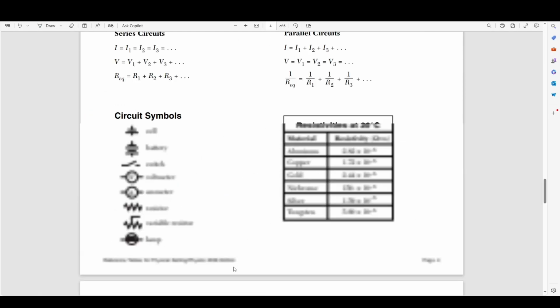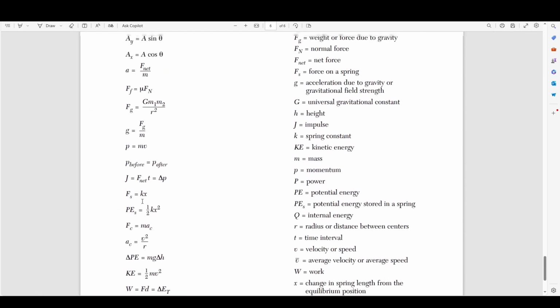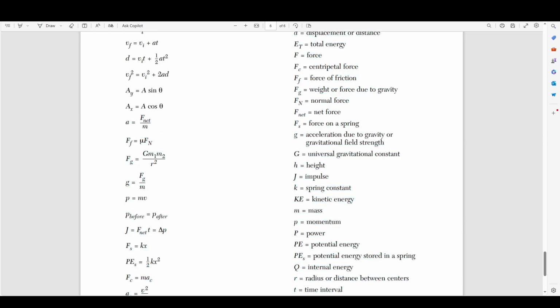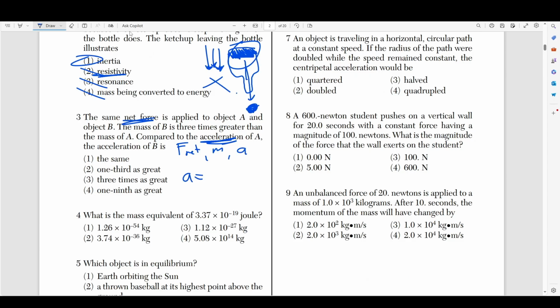So let's look at our reference table and see if we can find a formula that has those terms. Here, we found it. Acceleration is equal to net force divided by mass. So if acceleration is equal to the net force divided by mass, let's just plug in numbers and see what happens. Let's say that object A has a mass of 1 kilogram.